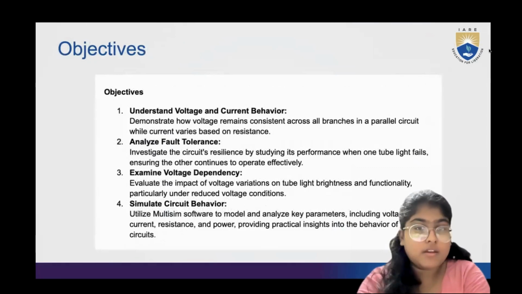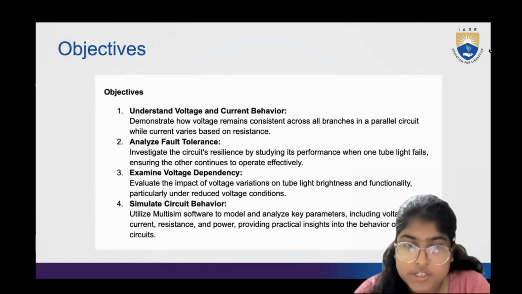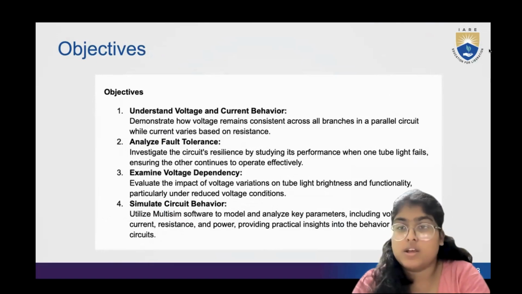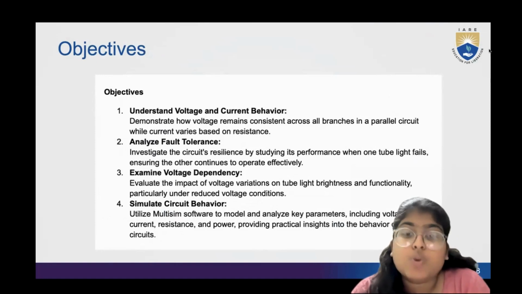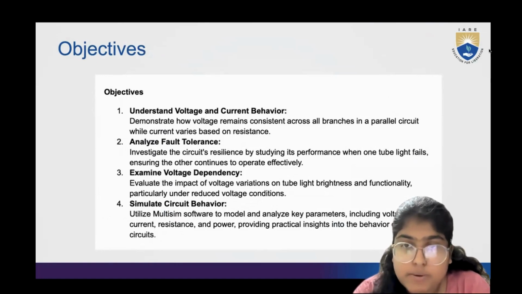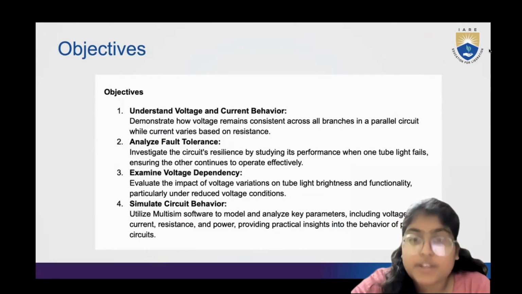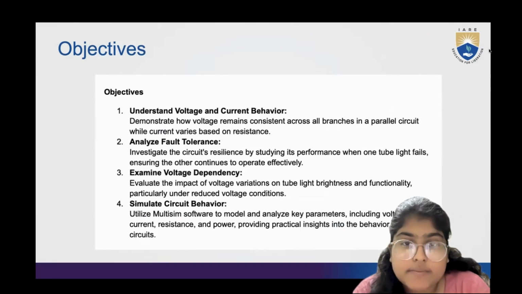Now, objectives. The primary goal of this project is to analyze how the voltage remains consistent across parallel branches, to evaluate the circuit's fault tolerance when one bulb fails, to study how voltage fluctuations affect the brightness and functionality of the bulbs, and to utilize Multisim to simulate and analyze the circuit, bridging the gap between theory and practical application.